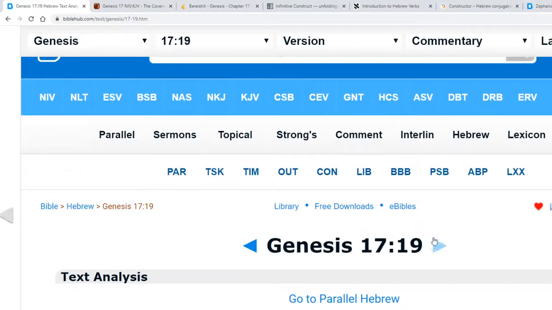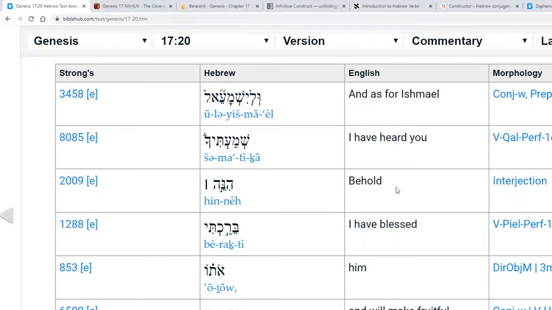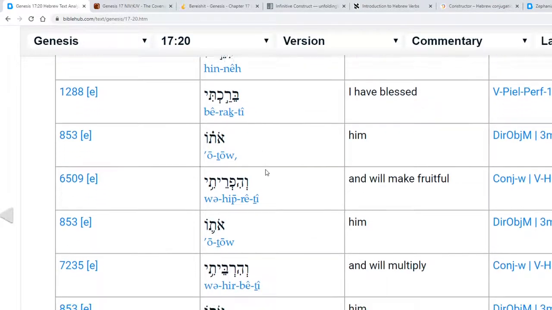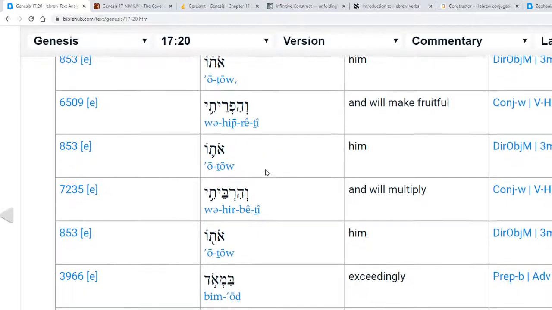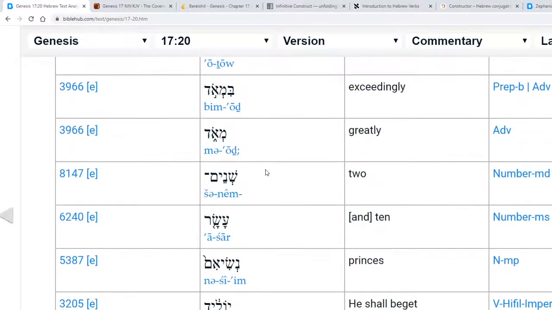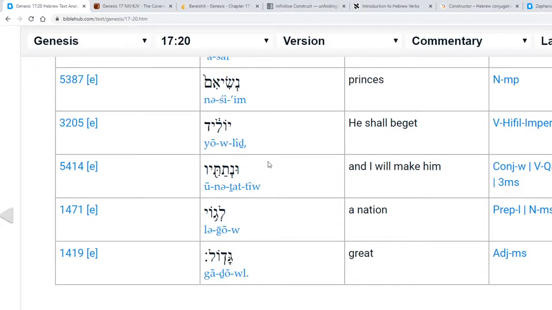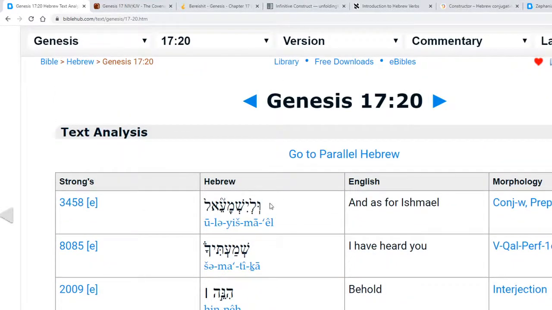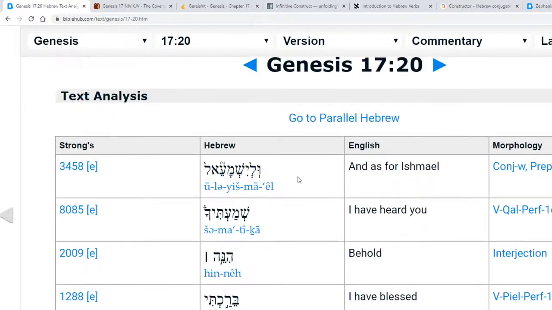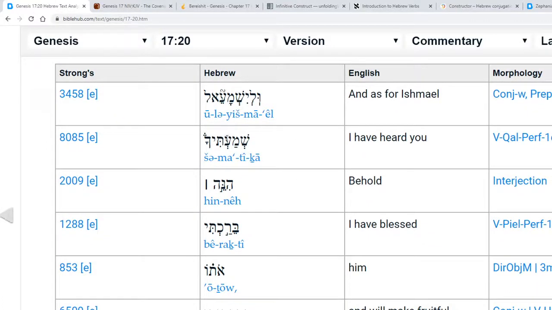Okay, verse 20. Ule Ishmael shamaticha hine berachti oto vehifrireti oto vehirbeti oto b'maod maod shnem asar nesiim yolid ve'natativ legoy gadol. Right? So, conjunctive of prepositional lamed, Ishmael. So, and as for Ishmael, and to Ishmael, and regarding Ishmael, right? Shamaticha, I heard you, right? Because he just said, please let him live. Shamaticha, so the root here is shin mem ayin, which means to listen, to hear, right? Shamaticha, I heard you, I have heard you, right? Shamati means I have heard you.